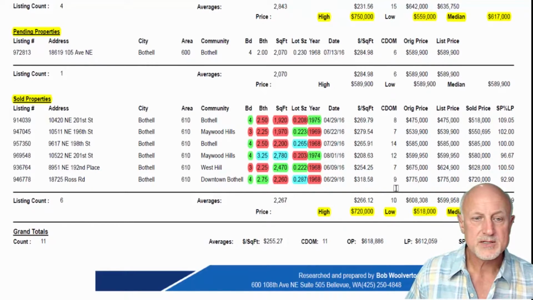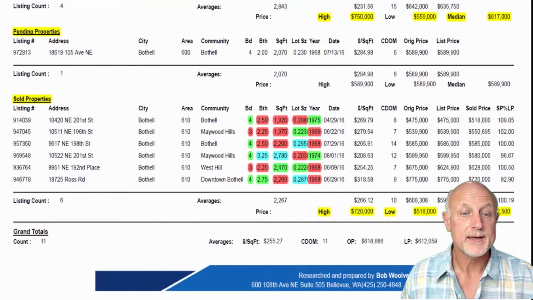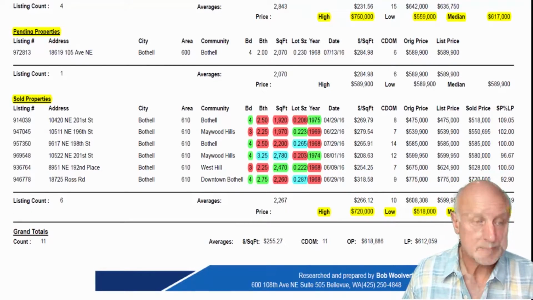The amount less in this one case, well, actually the bottom one on Ross Road, I know that one. It was originally way overpriced. How they came to the realization within 9 days that they were so overpriced, I'm not sure. But ultimately they got $720,000 for their house. Now, they probably got a pretty good deal there.